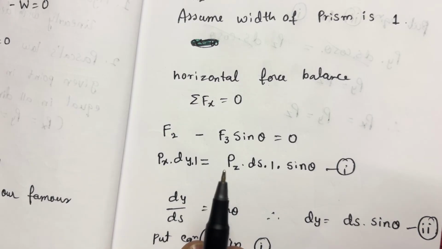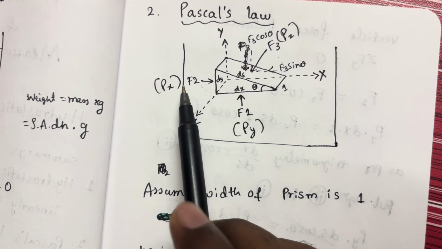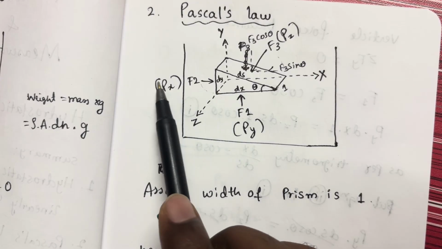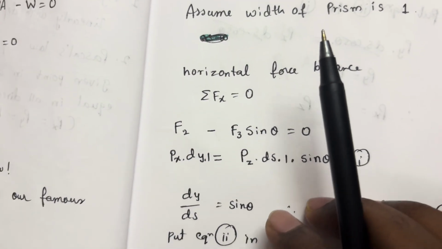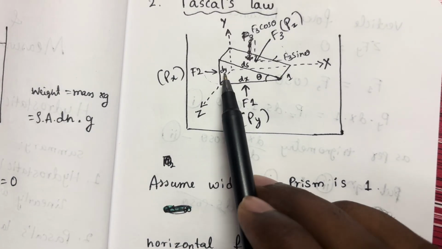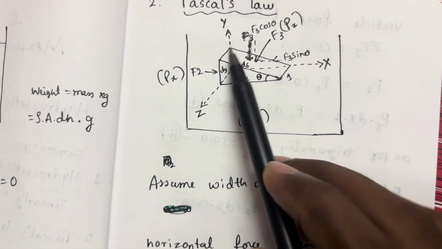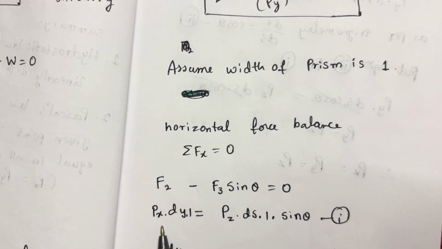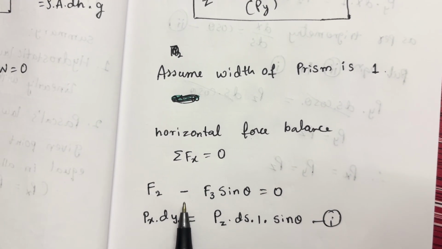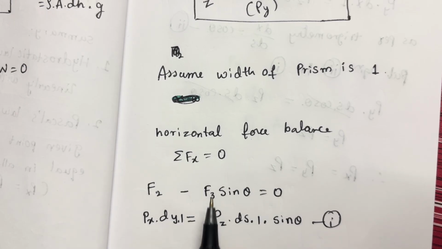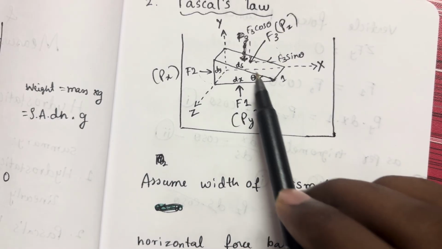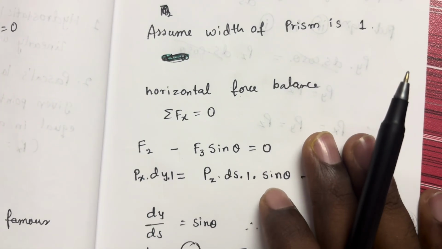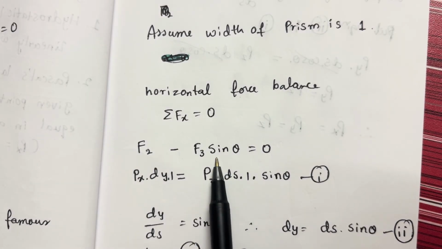What is F2? F2 is pressure times area. What is the pressure in this direction? That is Px. What is the pressure in the diagonal direction? That is Pz. So Px times area, and the area is dy times 1. So this is Px times dy times 1 equals, taking minus F3 sin theta to this side, F3. What is F3? F3 is Pz times area, and the area is ds times 1. So Pz times ds times 1 times sin theta.